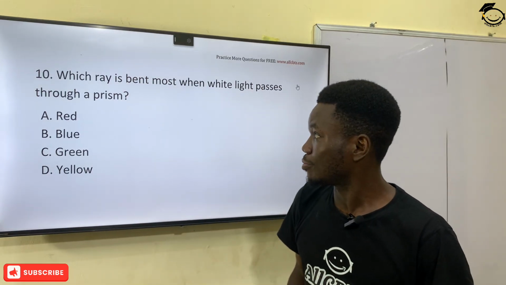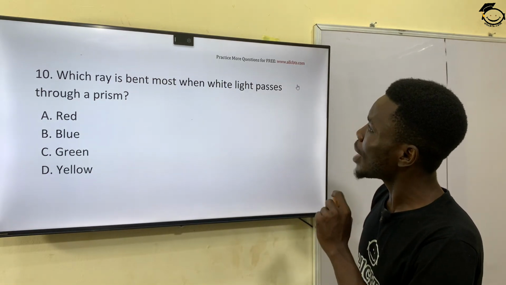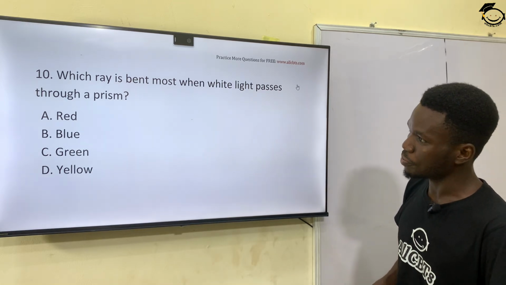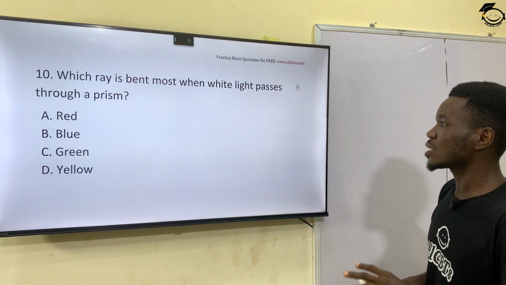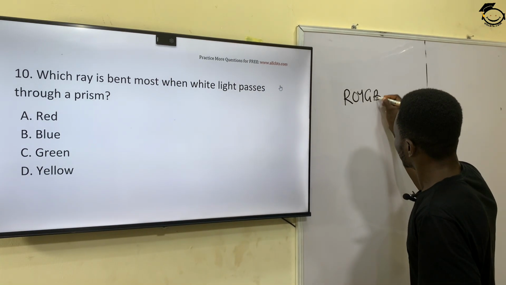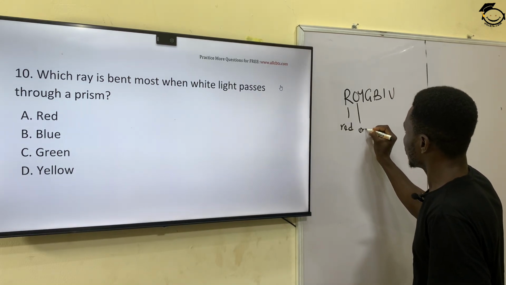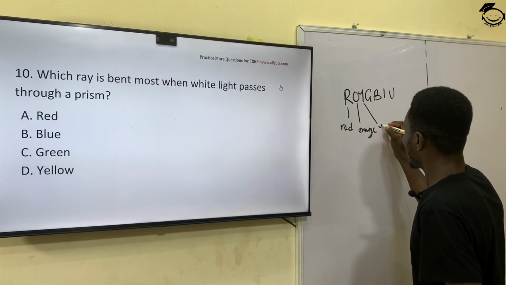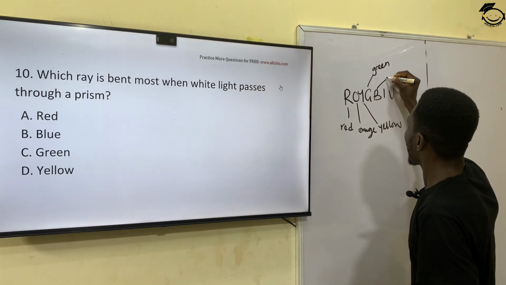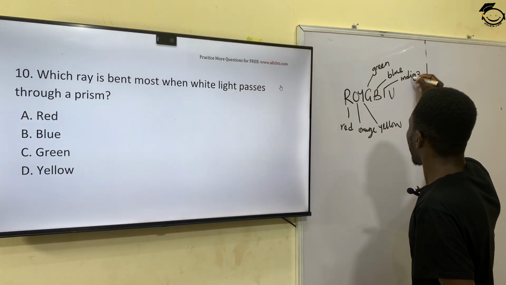So that is also question number 10, which says, which ray is bent most when white light passes through a prism? Now, when light passes through a triangular prism, it is dispersed into several colors we call ROYGBIV. This is red, this is orange, this is yellow, we have green, we have blue, we have indigo, and we have violet.